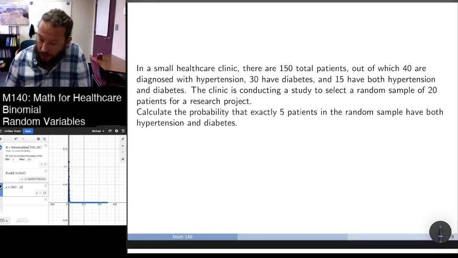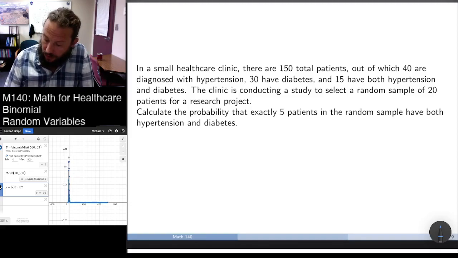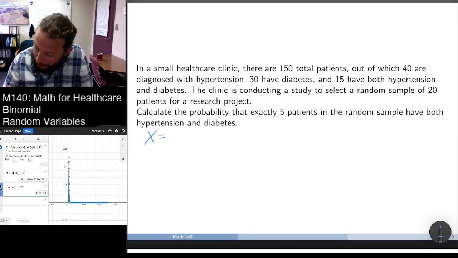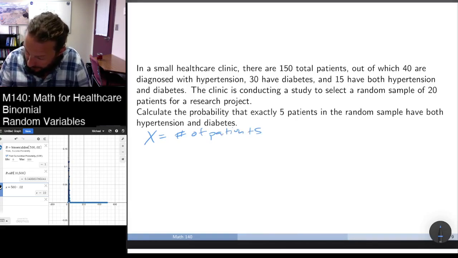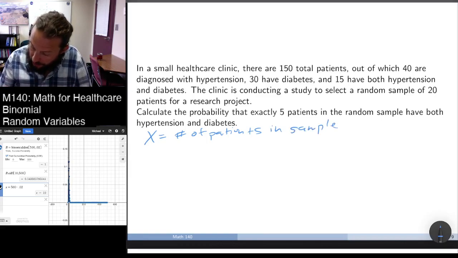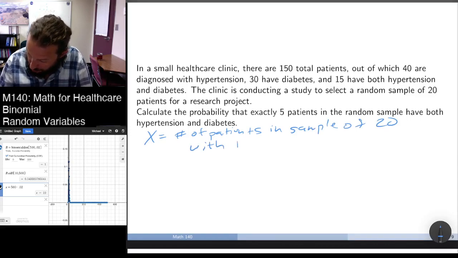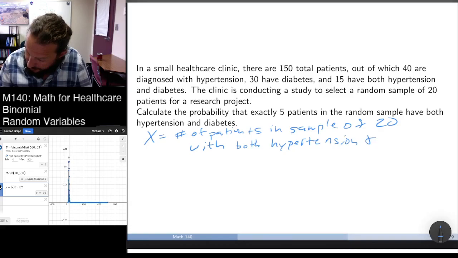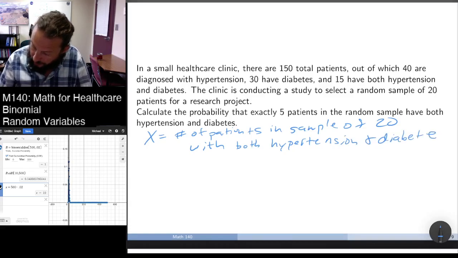Okay, let's think about this here. First of all, we need to define a random variable. Here we'll say let X equal the number of patients in the sample of 20 with both hypertension and diabetes.